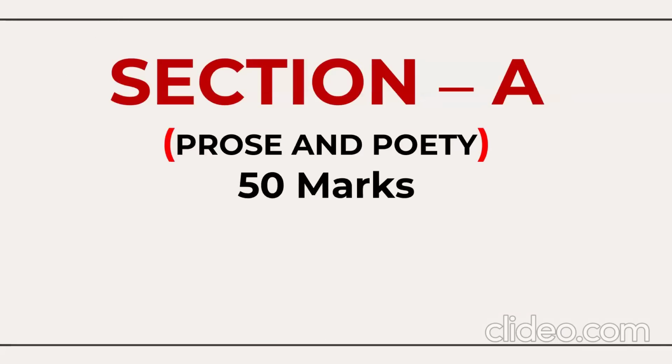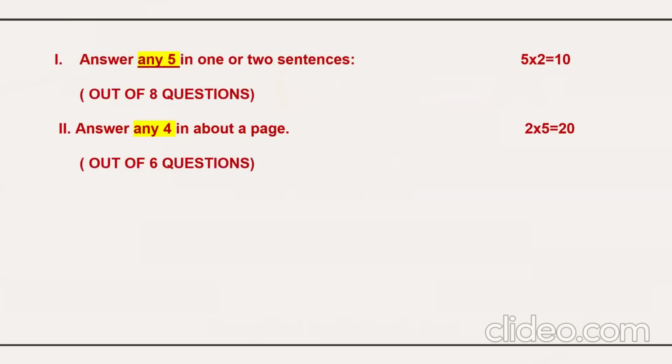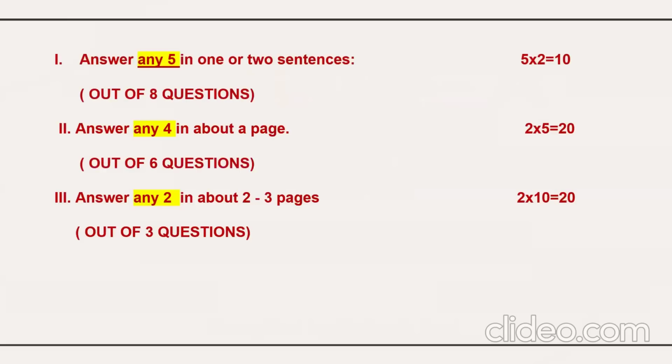Section A has the weightage of 50 marks, which consists of prose and poetry, or 8 lessons. And how the questions will appear: you'll have 5 questions of 2 marks, 4 questions of 5 marks, please correct it, and 2 questions of 10 marks.